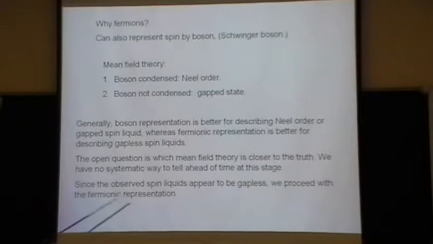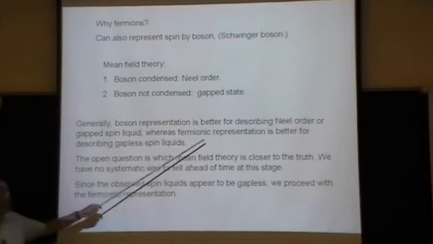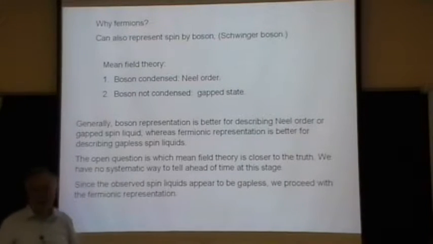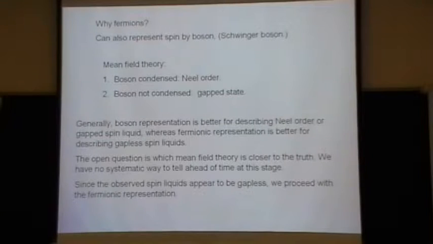So I was making the general remark that the bosonic representation is better for describing the AO state, the ordered ground state, or some gapped spin liquid phase. If you have a spin liquid and the excitations are gapped, then this is more promising. With the fermionic representation, you have to work very hard to get back to an AO state, so that's actually its weakness.